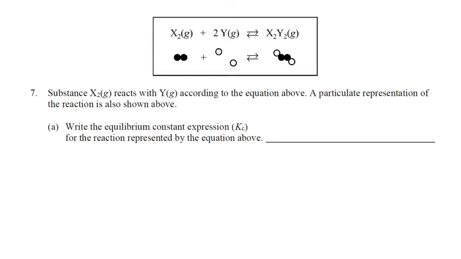Part A, write the equilibrium constant expression, Kc, for the reaction represented by the equation above. Because it's Kc, we're going to use concentrations. We know it's products over reactants. So the Kc for this equation would be the concentration of X2Y2 divided by the concentration of X2 times the concentration of Y squared, because there is a 2 as a coefficient of Y in the balanced equation.